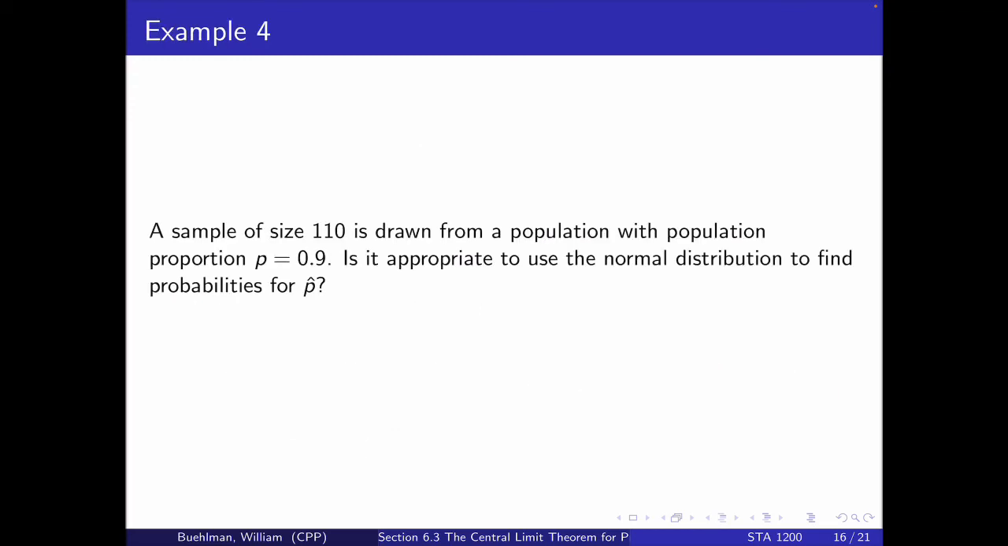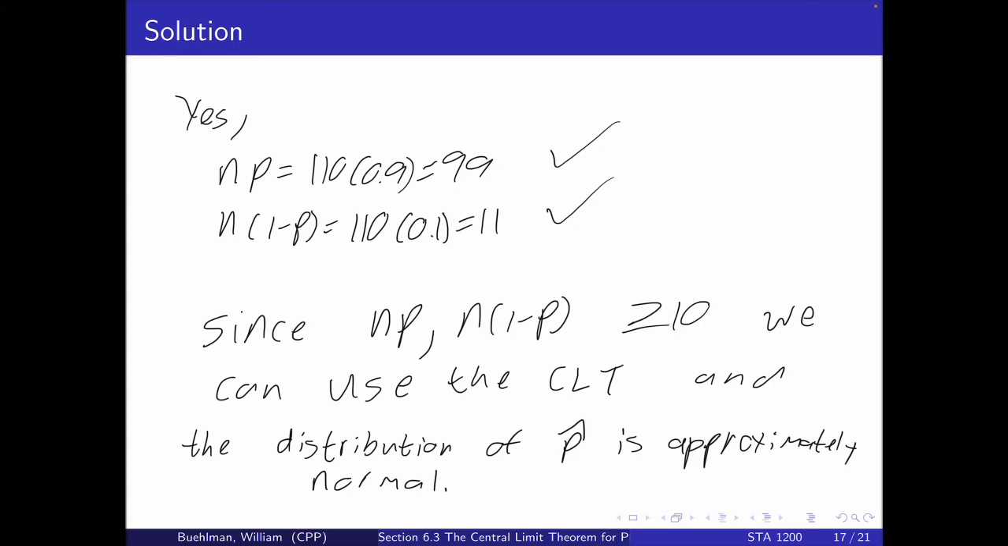Example 4. A sample of size 110 is drawn from a population whose population proportion is p equals 0.9. Is it appropriate to use the normal distribution to find probabilities for p hat? So again, can we use the central limit theorem? Again, we have to make 2 checks. n times p, which is 110 times 0.9, which equals 99, so that passes because that's at least 10. And n times 1 minus p, which is equal to 110 times 0.1, which is 11. Again, that's greater than or equal to 10. So since n times p and n times 1 minus p are both greater than or equal to 10, we can use the central limit theorem and thus say the distribution of p hat is approximately normal.